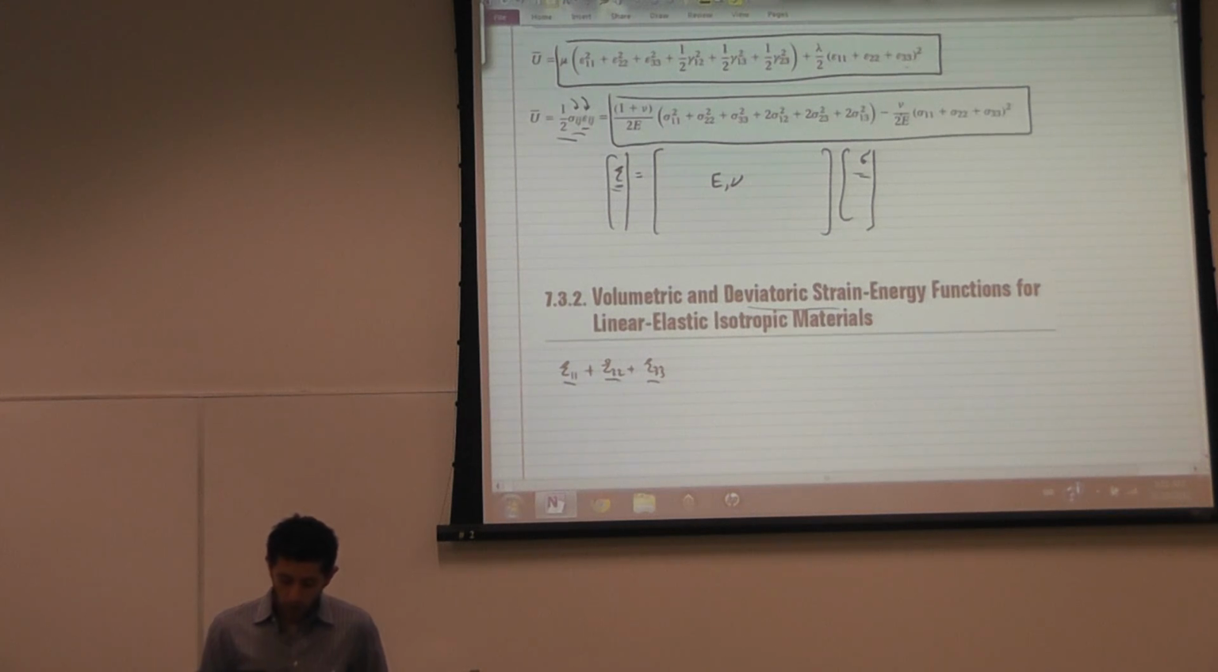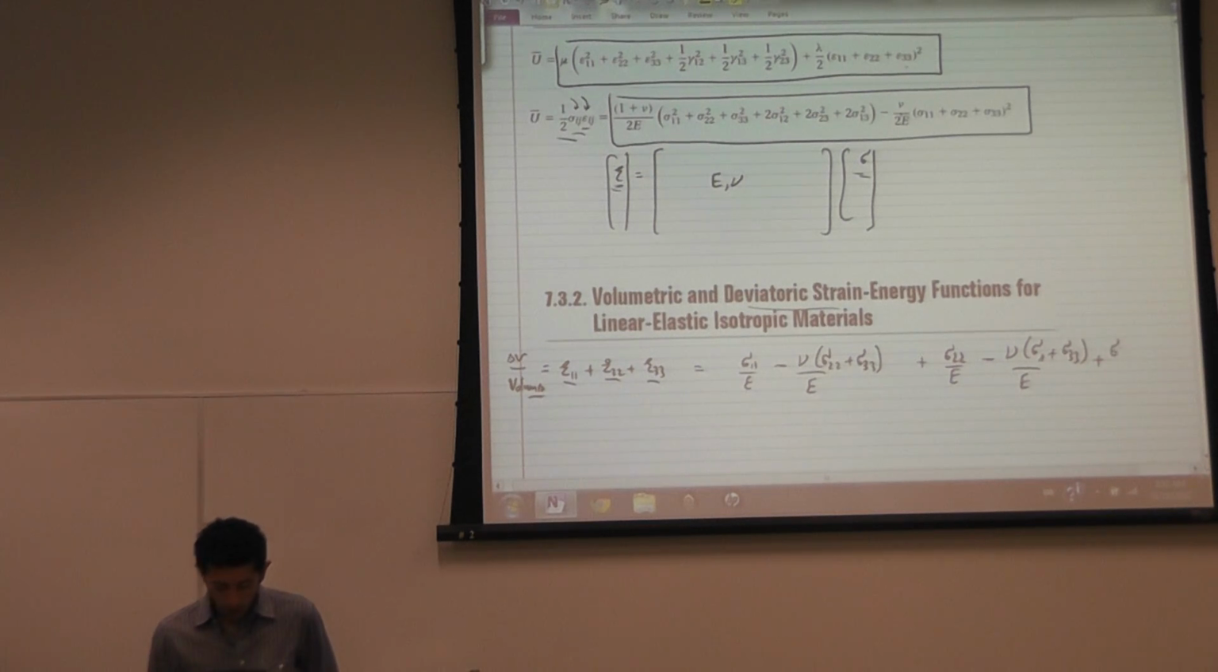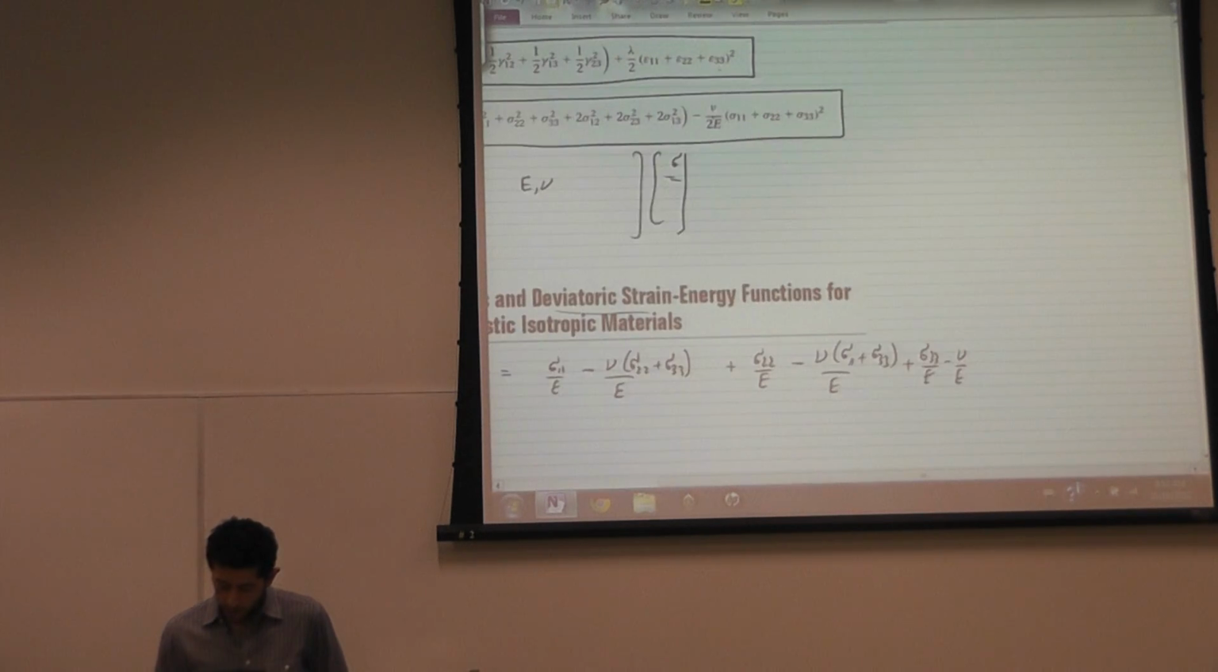If I sum epsilon 1, epsilon 2, and epsilon 3, and this is equal to delta V over V, epsilon 1 is equal to sigma 1 over E minus Poisson's ratio times sigma 2 plus sigma 3 over E. Similarly, sigma 2 over E minus Poisson's ratio times sigma 1 plus sigma 3 over E plus, now epsilon 3 is equal to sigma 3 over E minus Poisson's ratio over E times sigma 2 plus sigma 1.